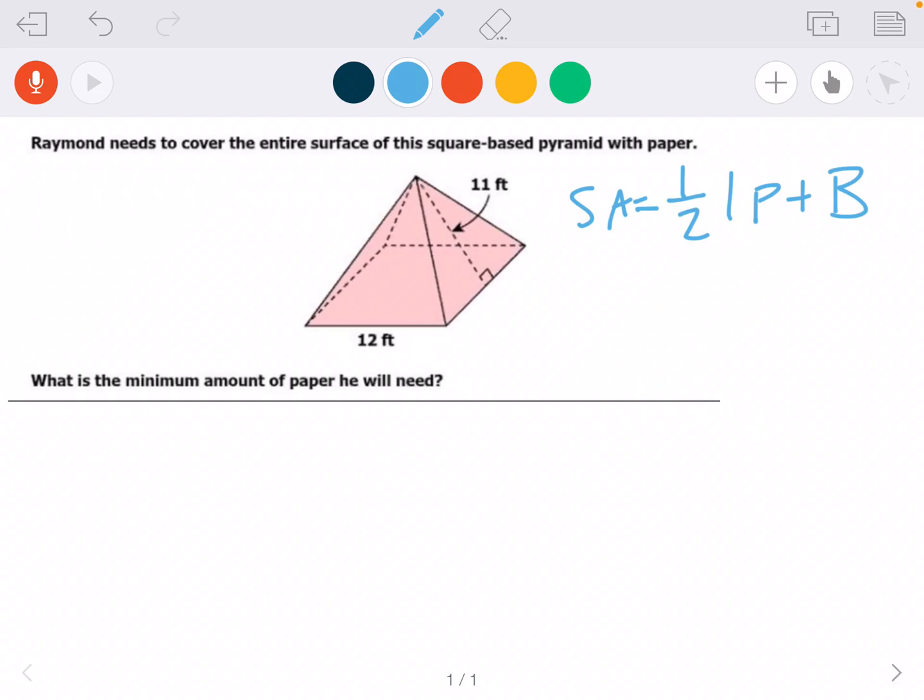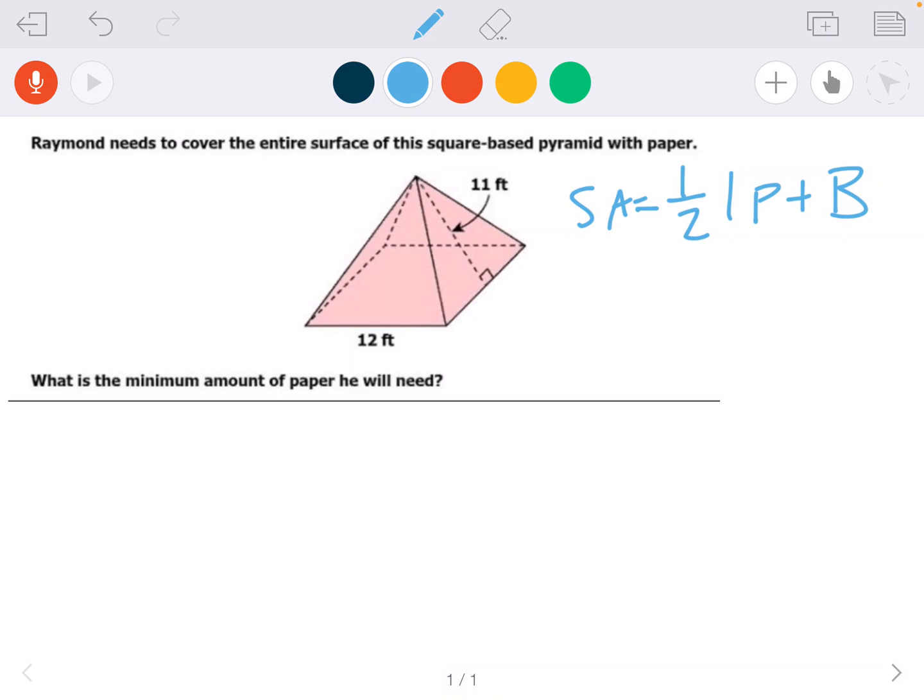Raymond needs to cover the entire surface of this square-based pyramid with paper. What is the minimum amount of paper he will need? So Raymond has, you could imagine this as a gift or something that needs to be wrapped. He has a square-based pyramid, and he wants to cover the entire surface.